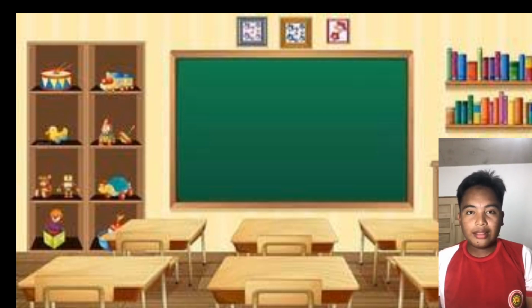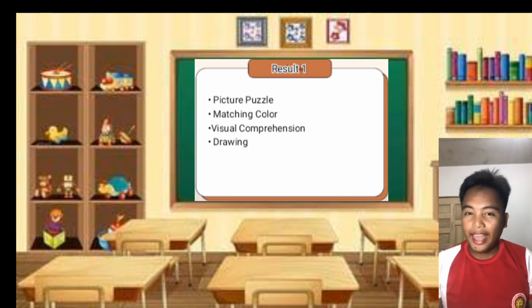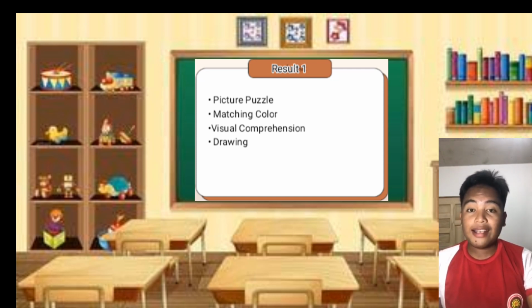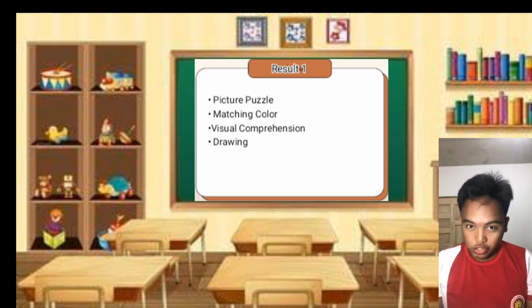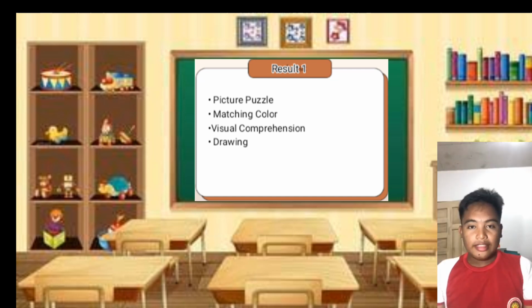So now let's proceed to visual activities. First, in visual activities, we have the picture puzzle. From the words picture and puzzle, the students are going to assemble the jumbled pictures given by the teachers and arrange them into the right or proper position. Second is matching colors. The third is visual comprehension.